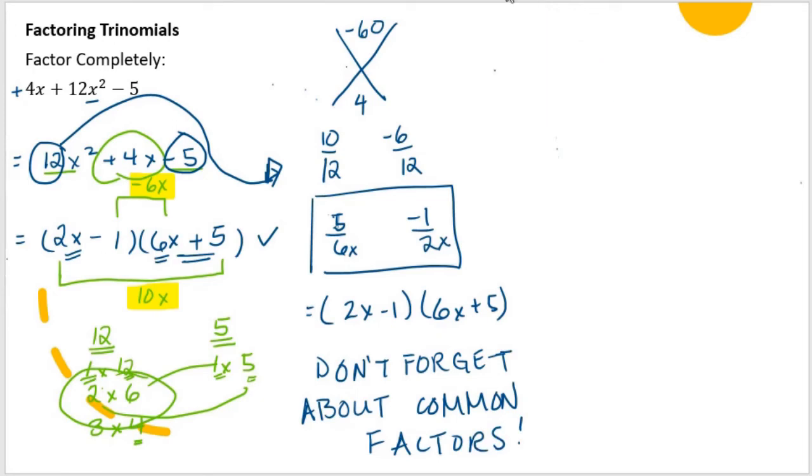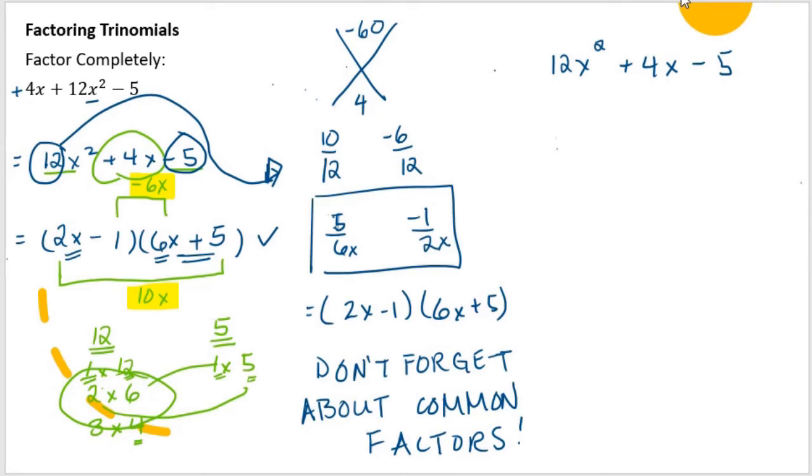Now here's one final method. I'll write the question one more time in the reorganized form. So 12x squared plus 4x minus 5. We're still interested in the product of the first and the last term, and we're interested in adding to get to the middle term.